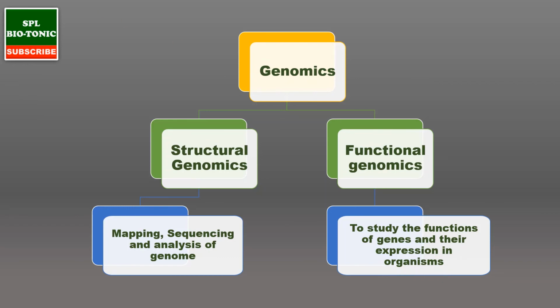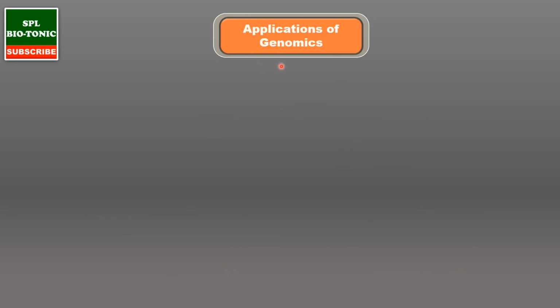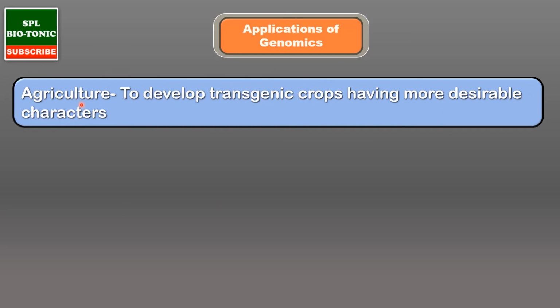Now students, there are the following applications of genomics. We can use genomics in agriculture to develop transgenic crops having more desirable characters. For example, we can produce a rice variety with vitamin A. Normally vitamin A is not present in rice, so we can introduce the vitamin A gene into the rice so that we get an improved variety of rice, which is called transgenic crops.